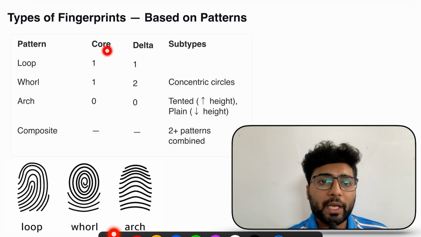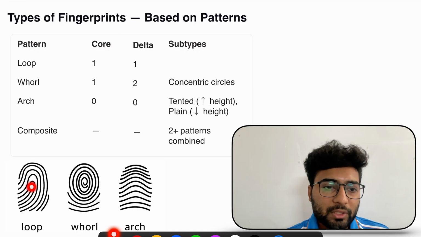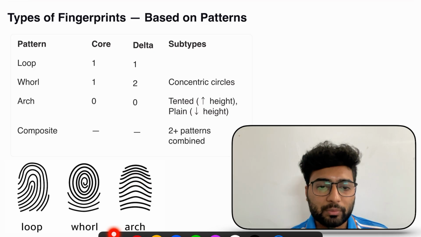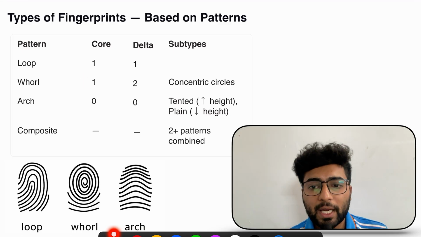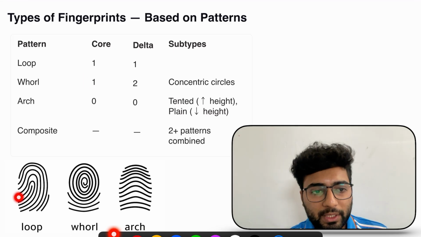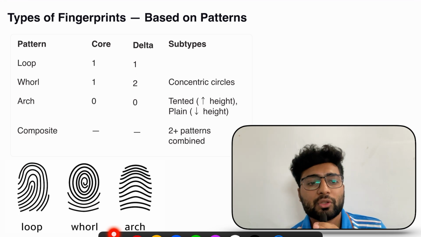Now what is core and delta? See, core is the central part. In here you can see there is one central part, this is the core. In whorl also you can see one central part, but here there is no such part. There are such arches. So we have one core in loop and one core in whorl. Now delta is the turns. Here there is only one turn, while in whorl there is one turn and then a second turn. So there are two turns, so it gives rise to two deltas. So the loop has one delta, whorl has two deltas.